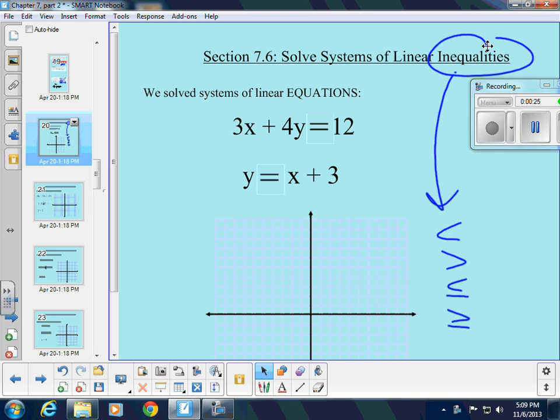And graphing linear inequalities actually is going to seem very familiar. At the very end of chapter 6, we did this same thing, but we didn't have systems. So now we're going to graph linear systems of inequalities where we have two or more.